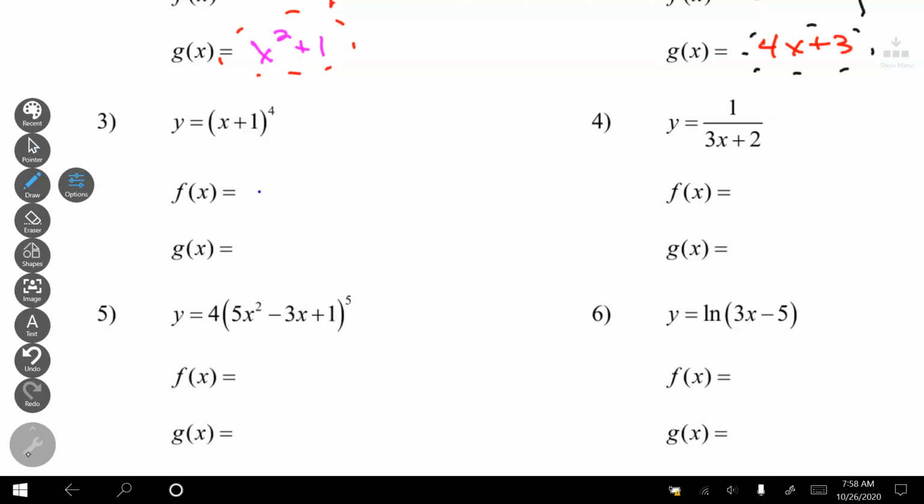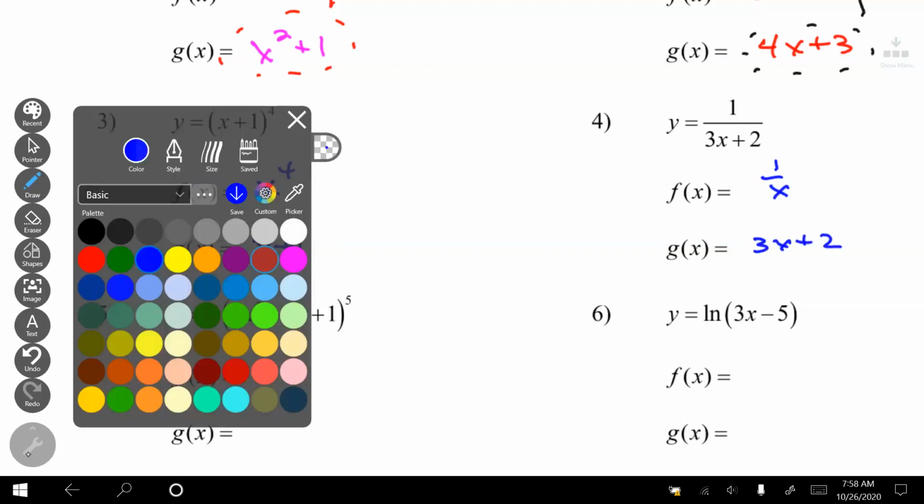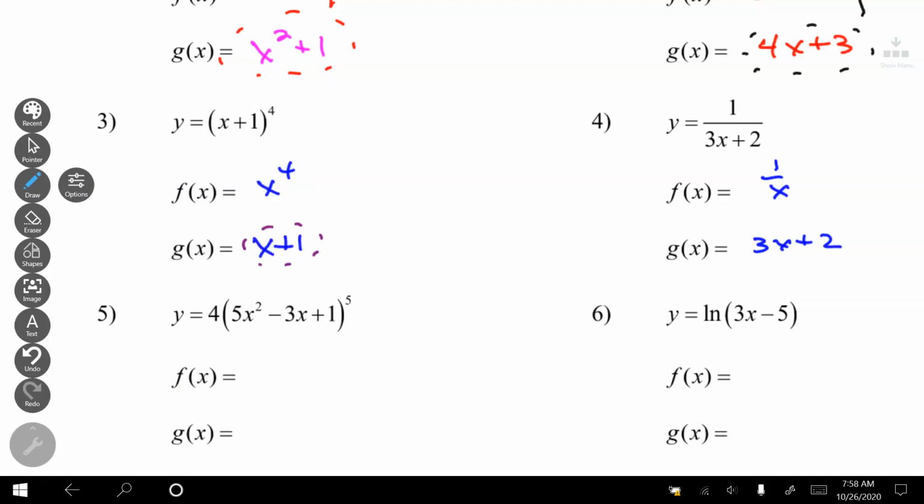So when I see this example, I have x raised to the 4th is the outside function, x plus 1 is the inside function, and I have 1 over x is the outside function, and 3x plus 2 is the inside function. Again, when I put this in for the x and this in for the x, I get what I want. And finally, as the last two examples, I have 4x to the 5th, and this is 5x squared minus 3x plus 1. And this is ln of x, and this is 3x minus 1.